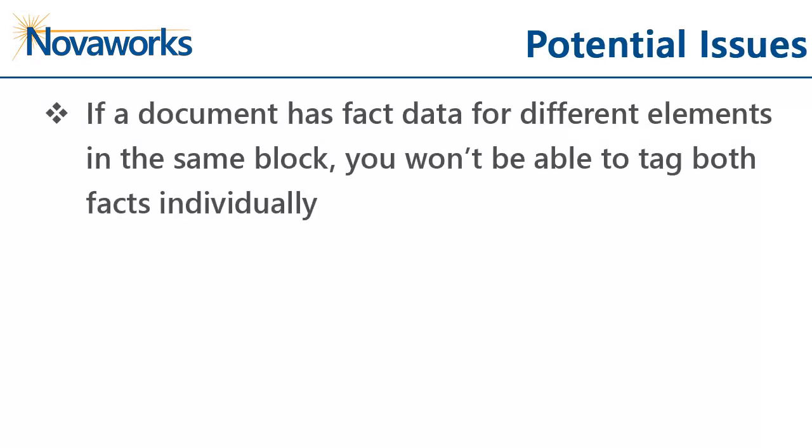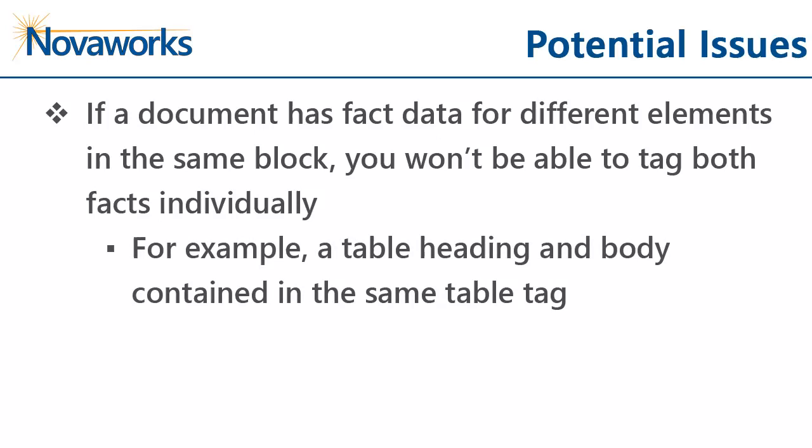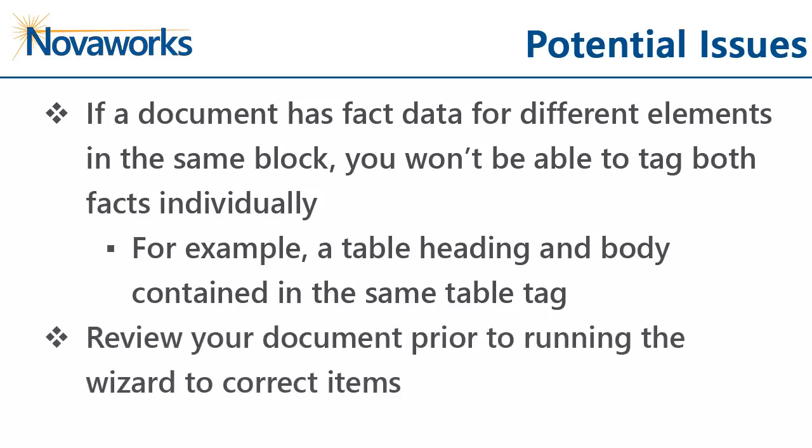This means if the document has fact data for different elements in the same block, you won't be able to tag both facts individually. An example that could cause this problem would be if the document contained a heading for a table and the body for the table in the same tag. In that case, the fact data for the caption element and the fact data for the table element would be in the same HTML block. Before using the Prospectus Wizard, review your document for items like this to correct them in advance.